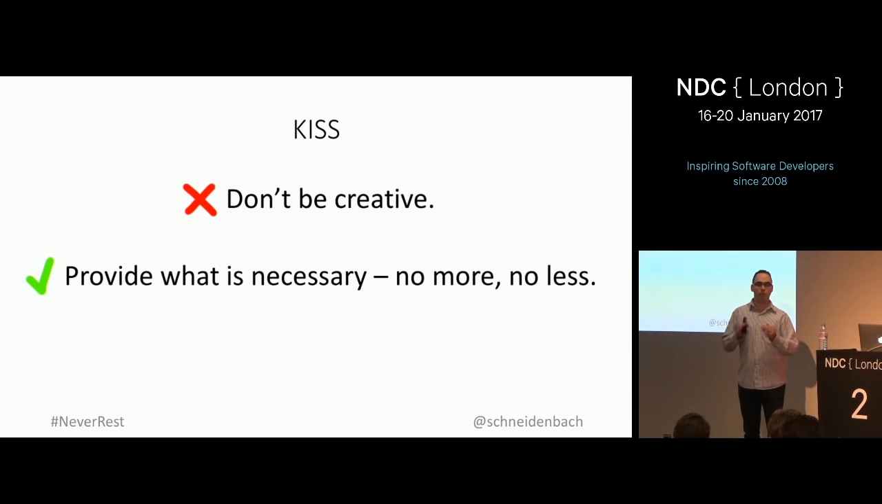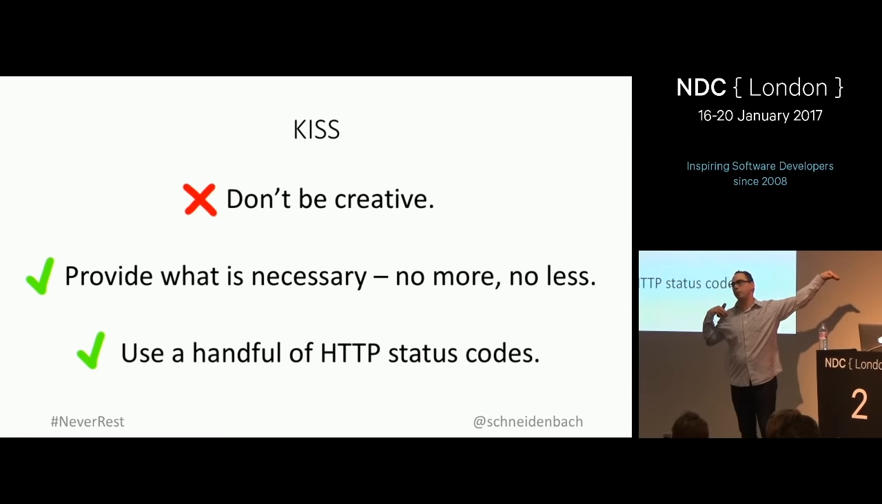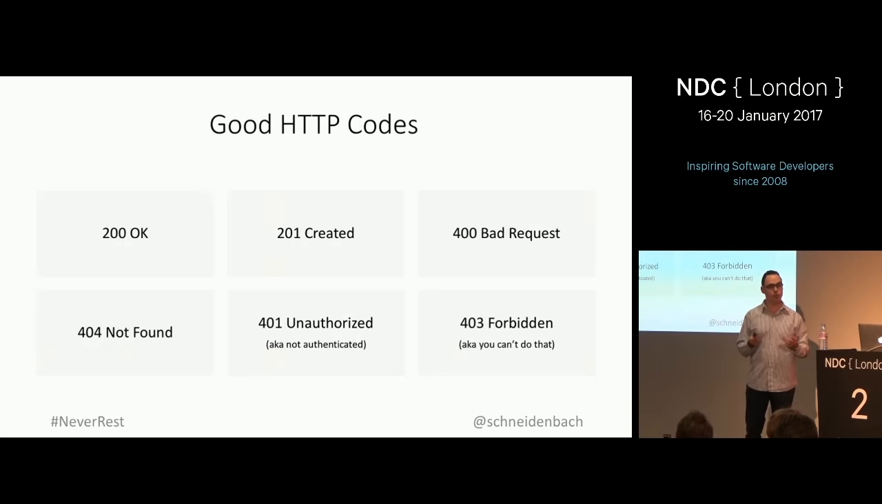So you have to provide enough information for your consumer for it to be useful, right? And then use a handful of HTTP status codes. The best APIs that I consume use less than 10, right? There's about 100 plus HTTP status codes. There's even one called I'm a teapot, and I'm not making that up. It's like 418 or something. You can use that one, but nobody does, and you shouldn't either. And you should just use a subset. Use a good subset, right? And here's a few that you could use that are good examples.